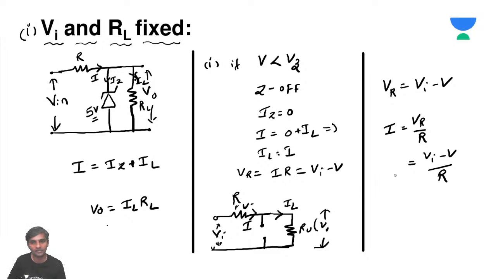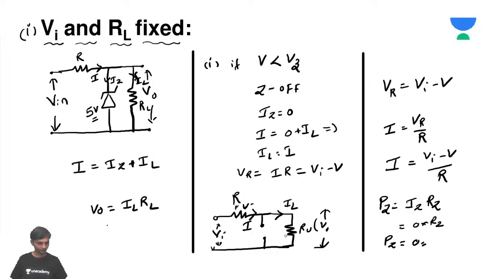Vi minus V by R is the current flowing. That is the same as this. So then what is PZ? The power dissipation across the diode. The Zener diode's power is going to be Iz into Rz. As Iz is already 0, it's going to be 0 into Rz. So PZ is going to be 0.